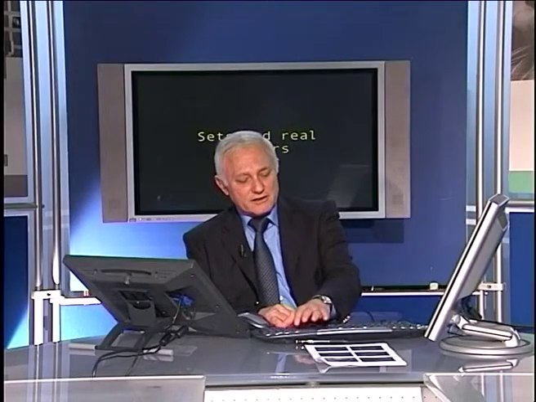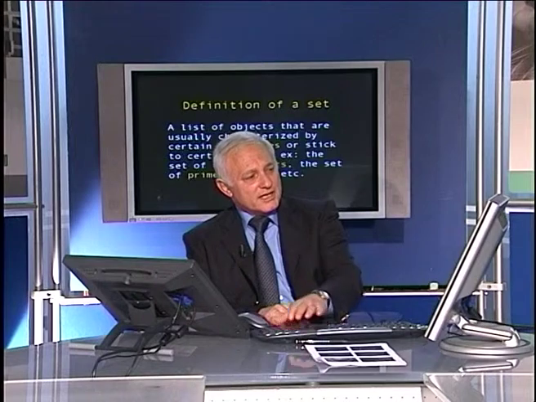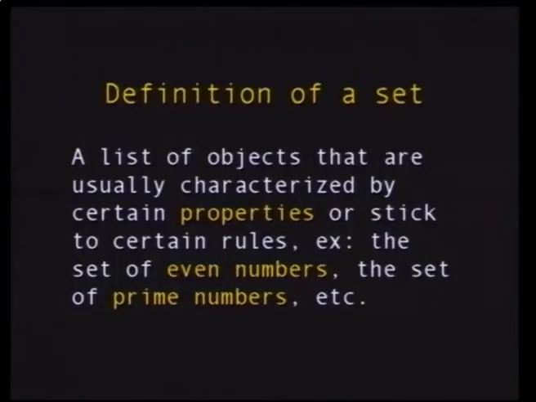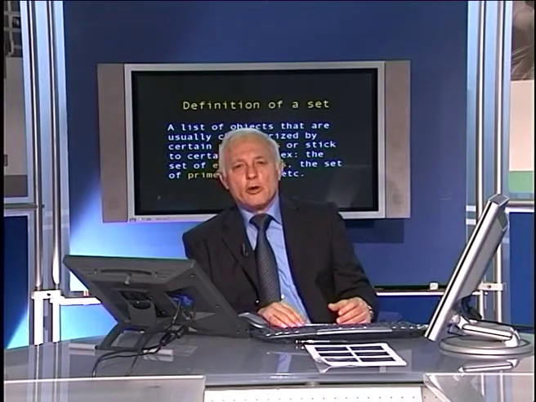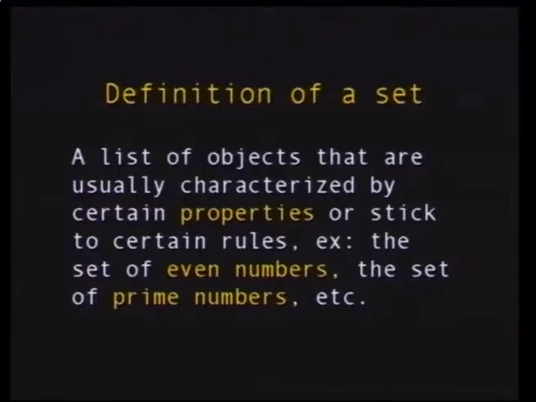Now, to start with sets and real numbers, what is the meaning of a set? The definition is this: it's a list of objects that you put or classify together. Sometimes they don't have relevant relations, but most of the time they must adhere or comply to certain properties. Like, for example, the set of even numbers or the set of prime numbers. So they stick somehow to a certain rule among these objects.